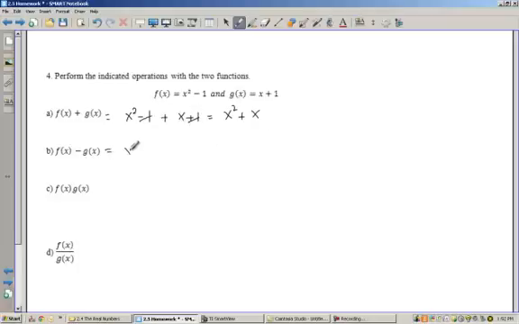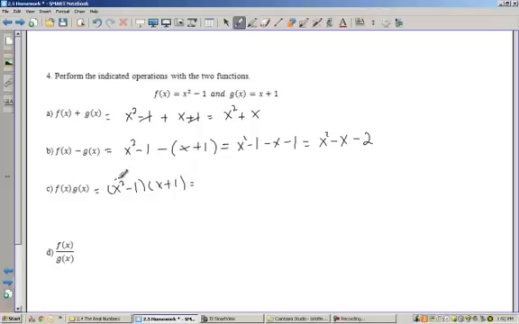For subtraction, you have to be a little bit careful. So again, f of x is x squared minus 1. But now when I subtract, I'm not just subtracting the single quantity x. I'm subtracting this whole thing. So to indicate that, you want to say minus the quantity x plus 1, because you're going to have to distribute this minus sign through. So this is equal to x squared minus 1 minus x minus 1, and so you get x squared minus x, and then minus 1 and minus 1 is a minus 2.